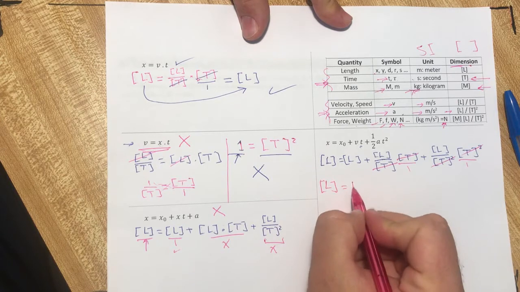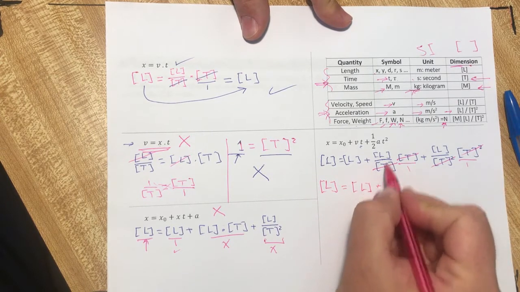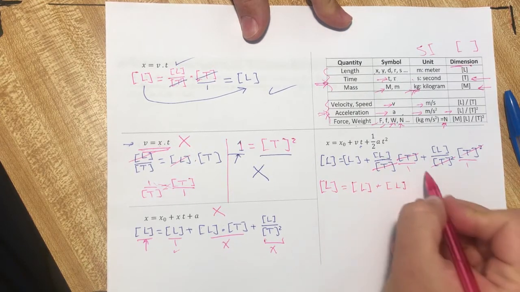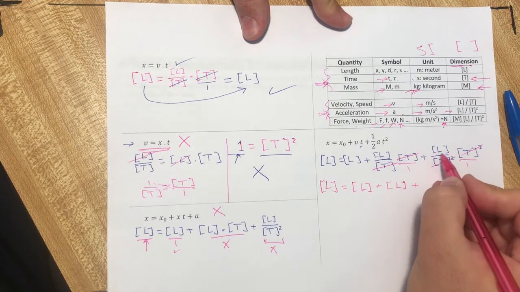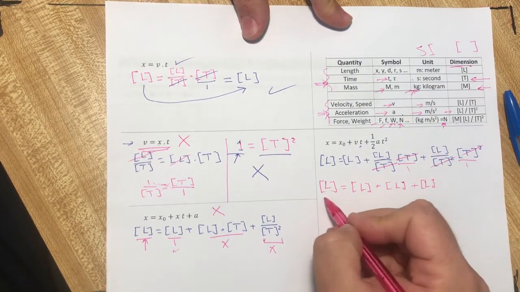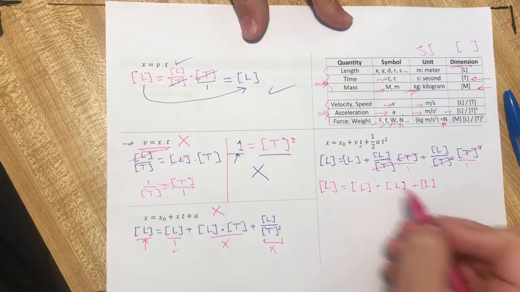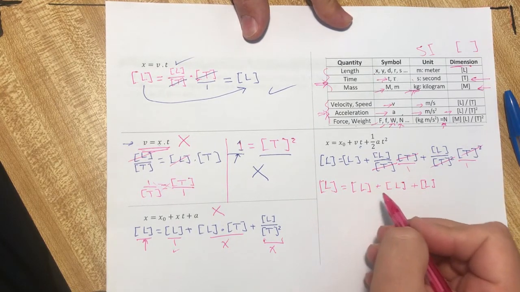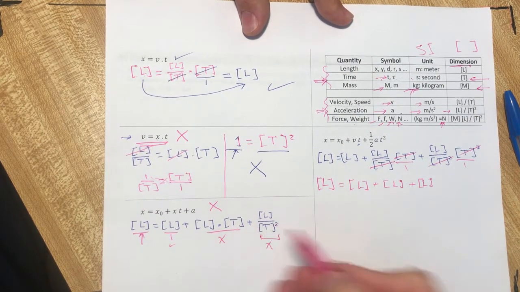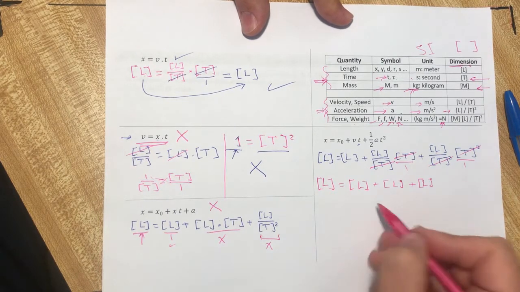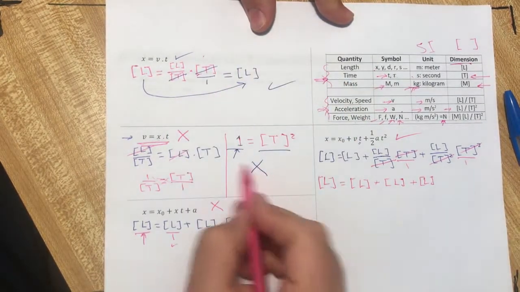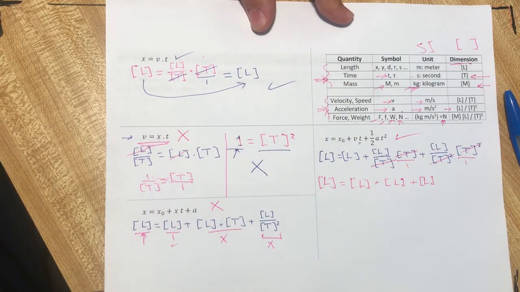Length is equal to length plus the rest from this term is just length, plus just length. In this case, length is equal to length. That's right. I can add length to length to length, but I cannot add length to length multiplied by time, or mass, or anything else. This equation can be true, and it is in physics. Also this one. But the second and the third are wrong.